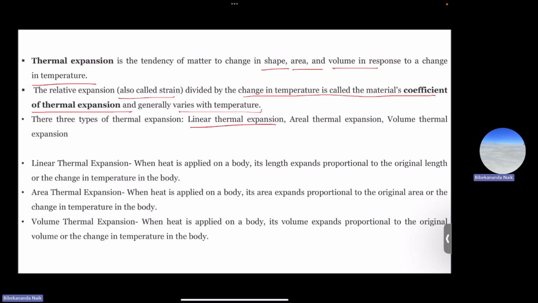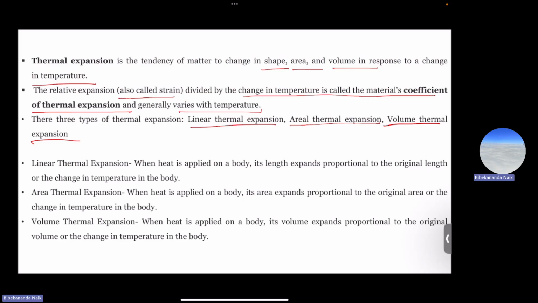The linear thermal expansion is calculated for objects for which the change is predominant along a single direction. Similarly, for aerial thermal expansion, the change is noticeable or dominant along two dimensions, and the third dimension is not that measurable or effective. Then the third one is volumetric thermal expansion, which is a three-dimensional expansion.